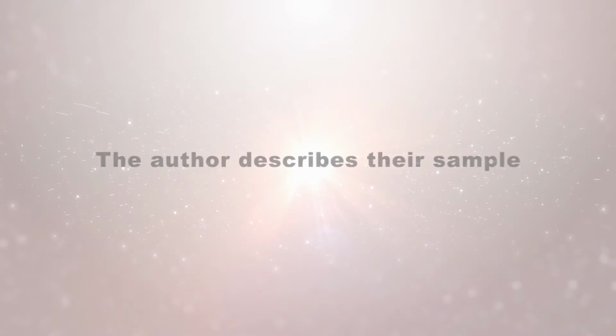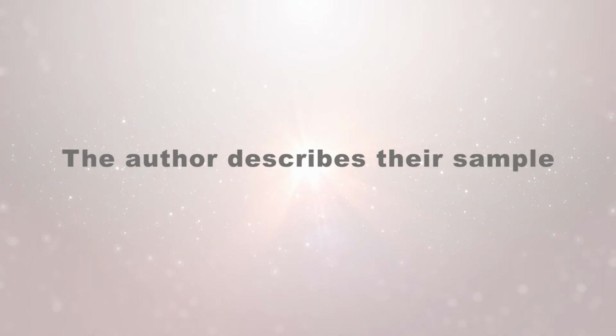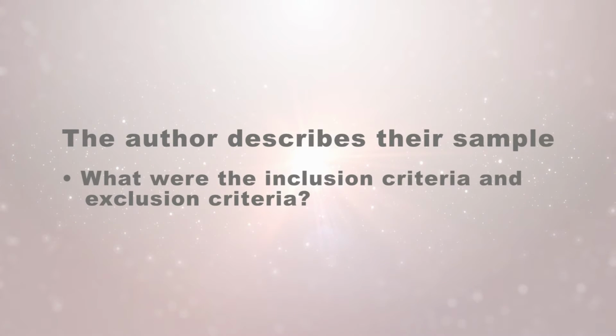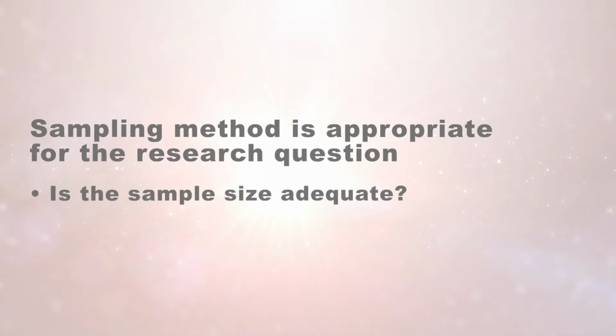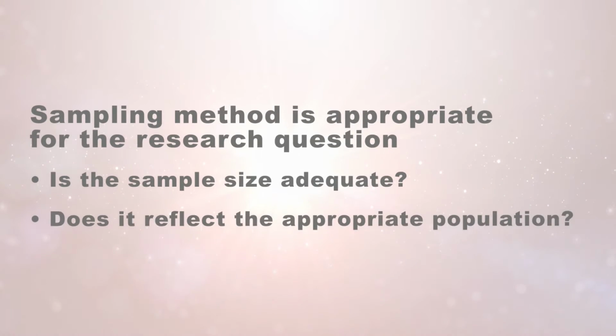Next, in the methods section, you want the author to describe their sample. What was the inclusion criteria, the exclusion criteria? How was the sample obtained? As a reviewer, you need to make sure that the sampling method really is appropriate for the research question. Is the sample size adequate? Does it reflect the appropriate population?